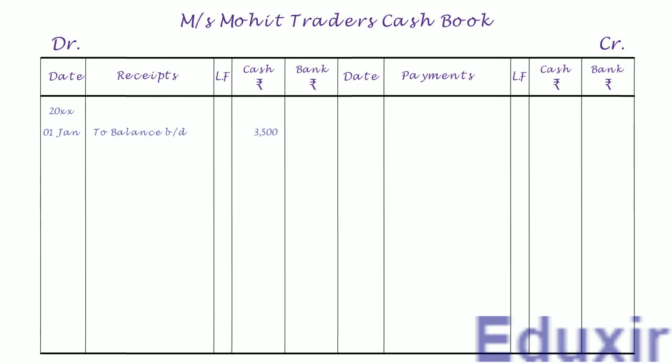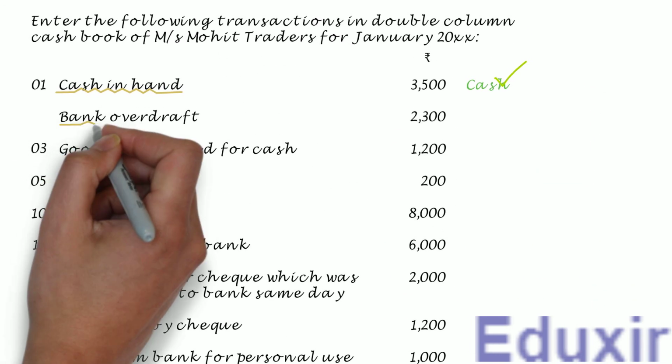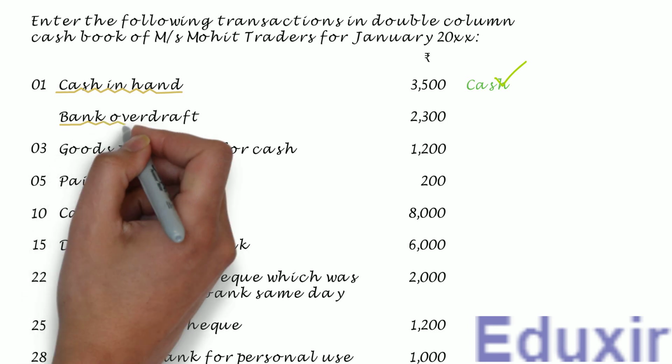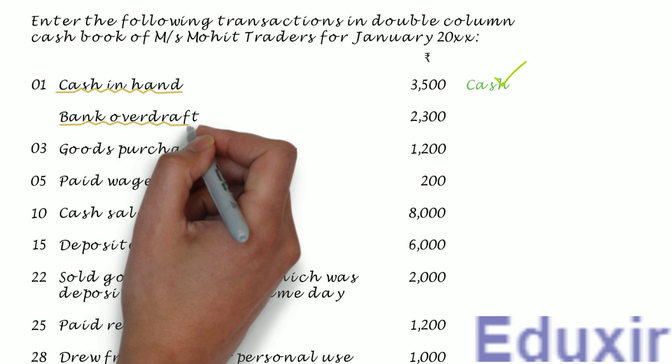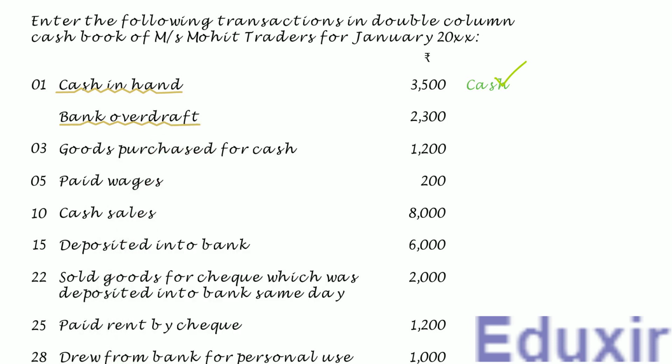Let us now take up the next transaction. Just like the previous transaction, this transaction also involves the balance brought down from the previous month. However, in this case, it is the bank overdraft brought down from the previous month. Pay attention to the word overdraft here.